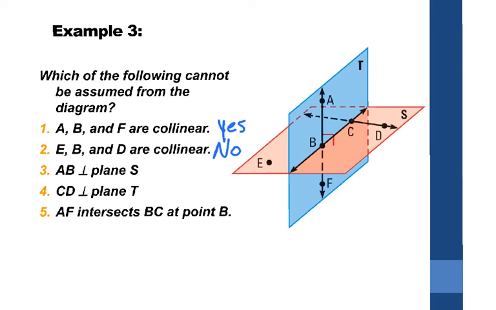Now, number 3, AB is perpendicular to plane S. So AB, this line right here, is perpendicular to plane S. And here's the plane S, the orange plane. Okay, so we do have a little symbol right here showing that this line is perpendicular to this plane. So yes, this can be assumed true.